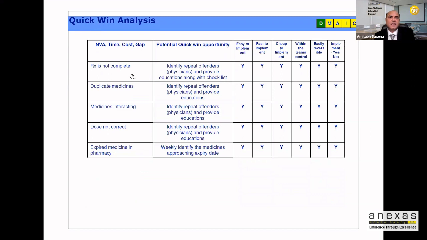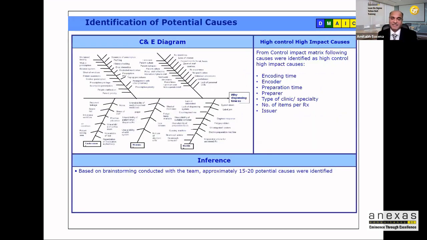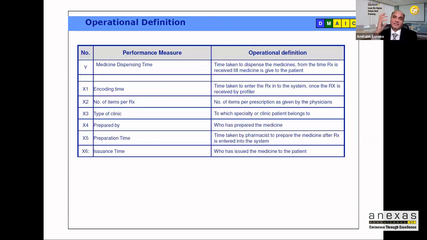Here we look at some of the things I can immediately implement. The criteria for quick implementation: if it's easy to implement, fast, cheap, within the team's control, and easily reversible, should I implement? Yes. So some of the things we can implement immediately, without waiting for the cause and effect diagram. But of course, we have to make cause and effect as well. So cause and effect done, control impact done, and we identified some of the key X factors.